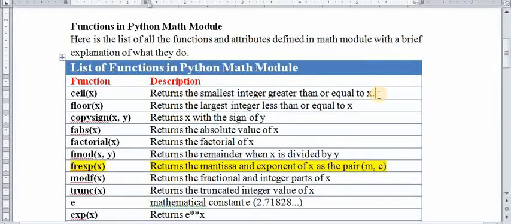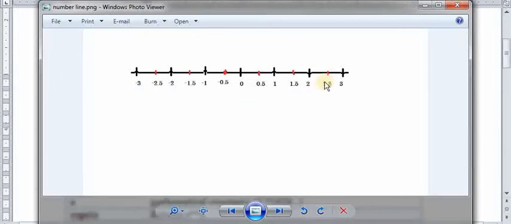Let's take an example using a number line. Suppose you are using the ceil function for 0.5. The ceil function always returns the greatest round off value. So 0.5 is nearest to 1 and that's why it will return 1. You should always remember that the ceil function always returns the right hand side value on the number line.